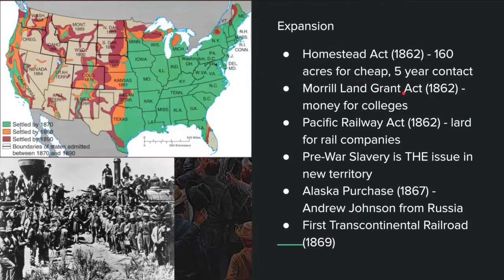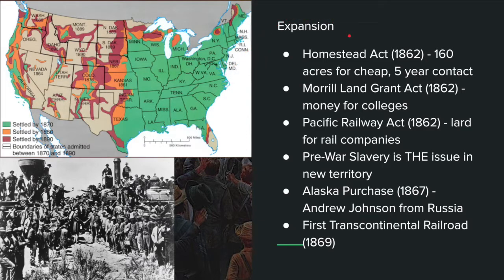We also have things like the Morrill Land Grant Act in 1862, which is going to give land and money for colleges to be built kind of over here in these territories. And the goal there is, again, to get not just farmers out there, but to get some educated people out there and get some industry established.